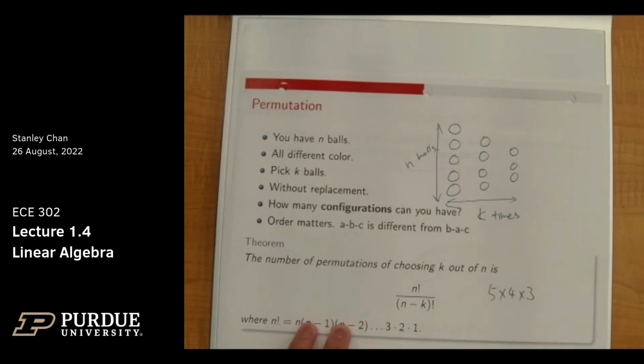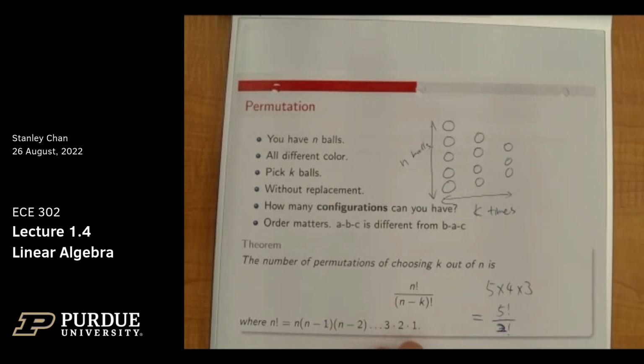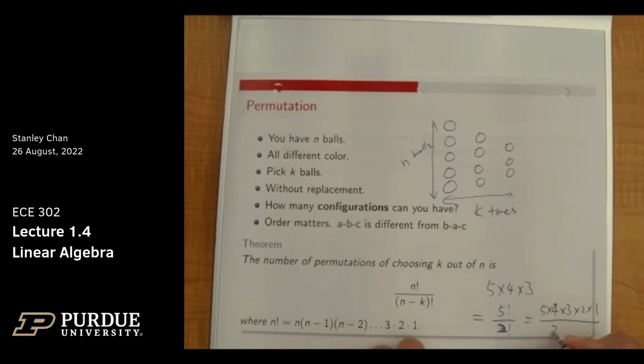And how do you write that down more precisely? You just write down 5 factorial divided by 2 factorial. Now what is it? It would be 5 times 4 times 3 times 2 times 1 divided by 2 times 1. So cancel the 2 times 1, you get 5 times 4 times 3. That's called a permutation. Okay?